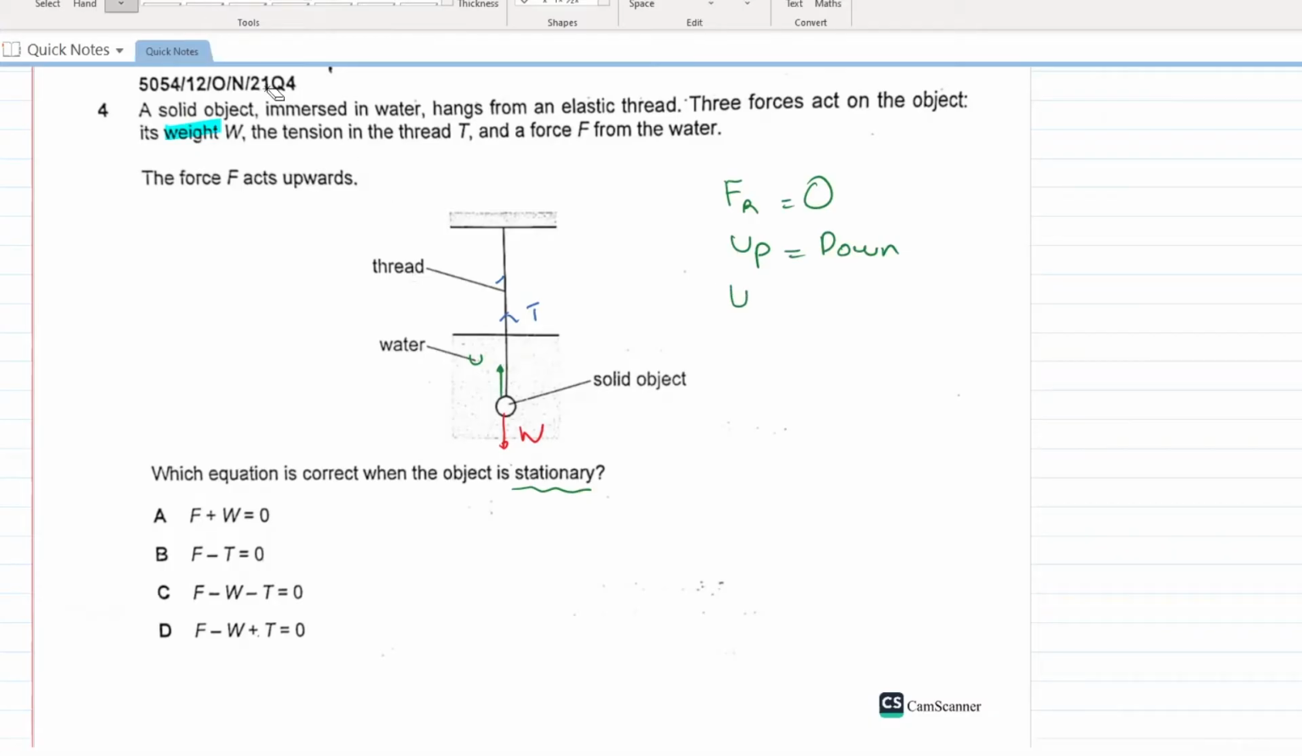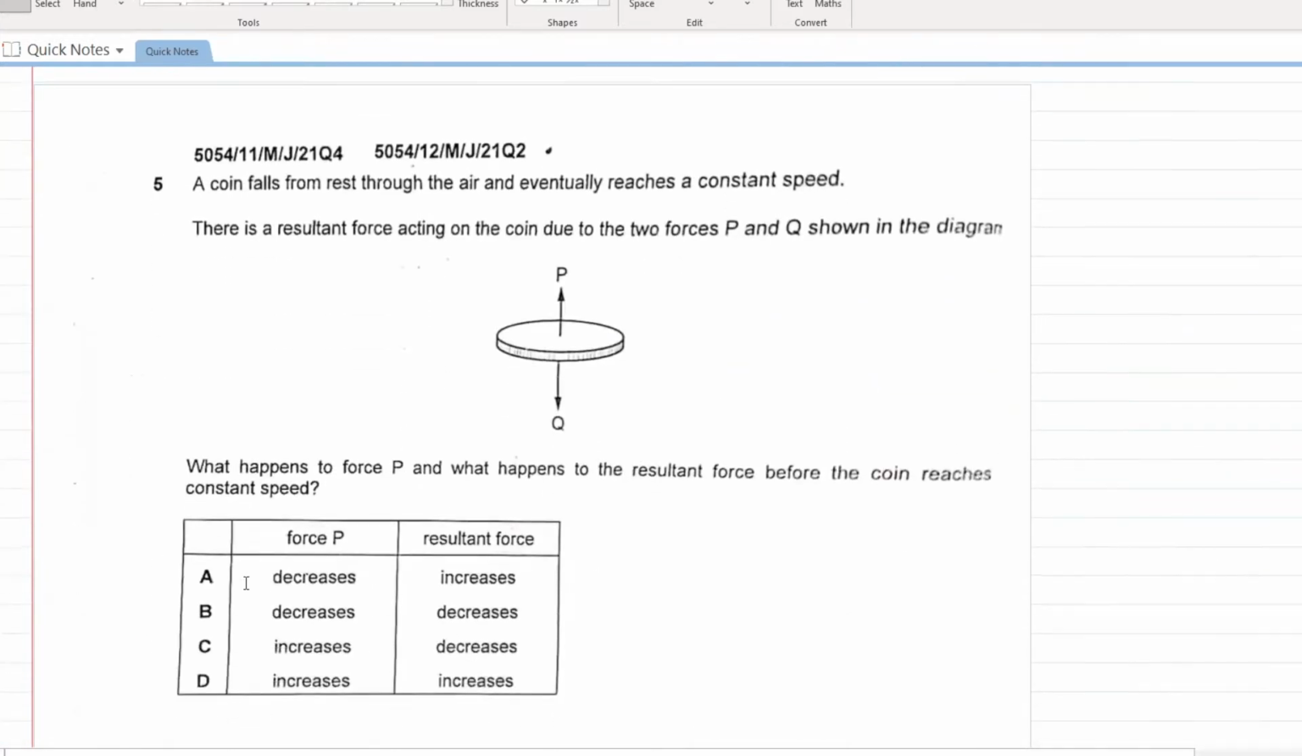The examiner has labeled this up force as F. So let us also label this up force as F, plus T is equal to the down force, that is W. Can I bring W to the left hand side? Yes. F plus T minus W is equal to 0. Is there any option like that? D is your answer. Let's further move ahead.